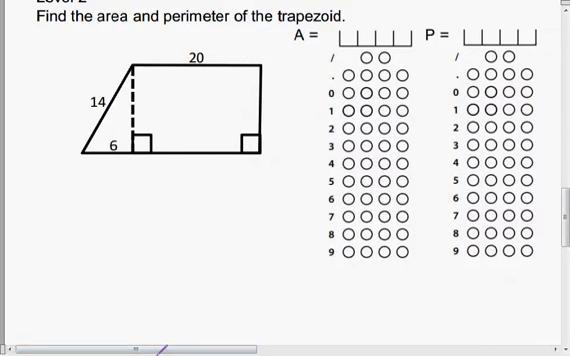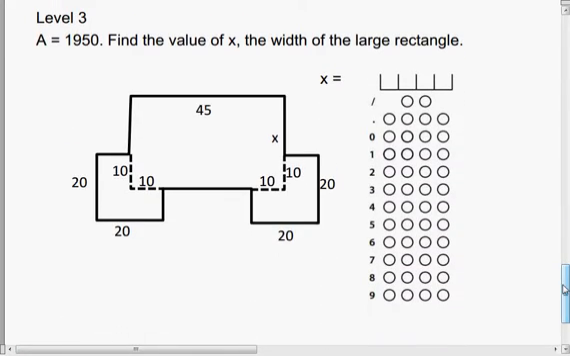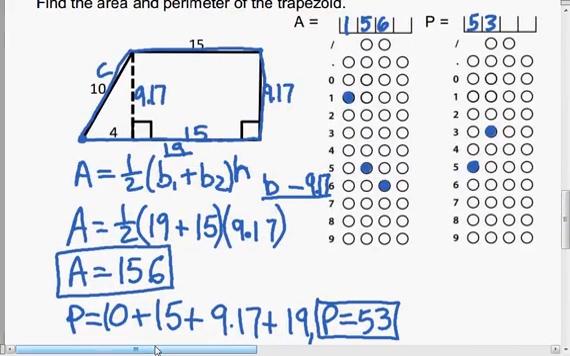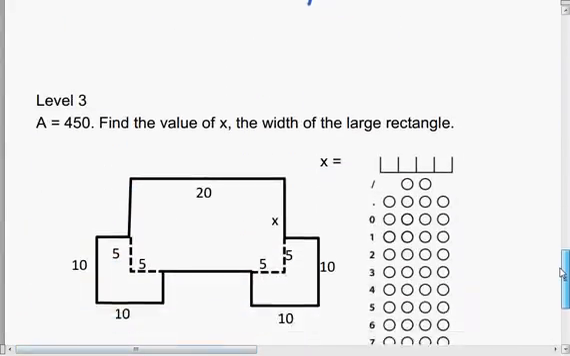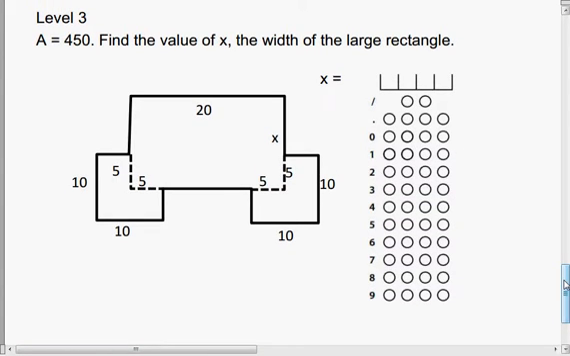All right, let's go to the level 3 problems. Level 3 problems, we have to solve a problem. That's the best way to say that. We're given the area, and we need to find the value of x. So I have to start off by finding an area where I can find the value of x.